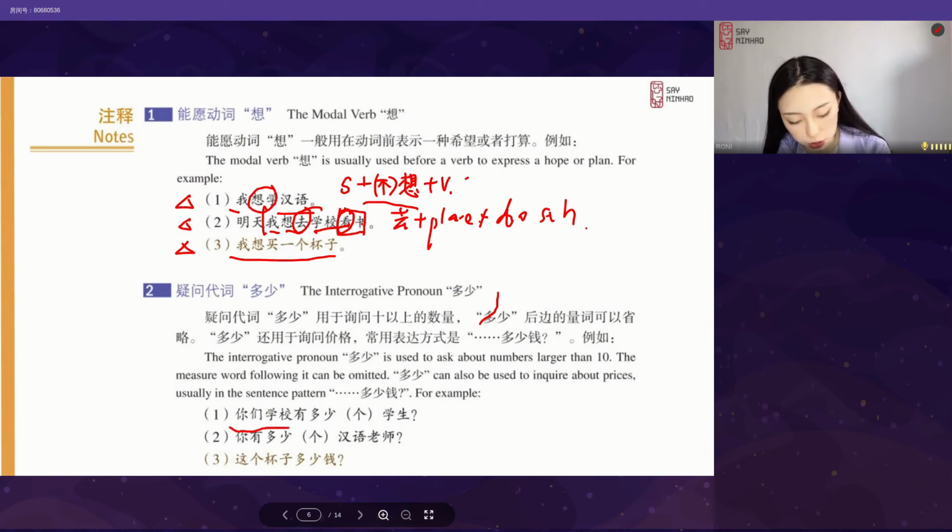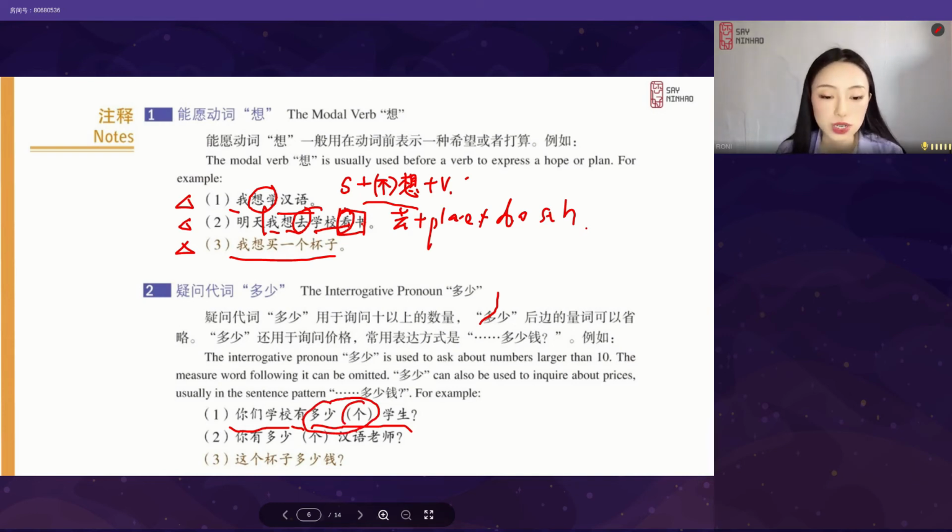First one, 你们学校有多少学生? 你们学校 your school, 有 have, 多少 how many, 学生 students. So how many students does your school have? 多少个学生? We can see the 个 is in the bracket, which means it can be omitted. 多少个学生 is okay, and 多少学生 is okay too. Now let's move on to next one.